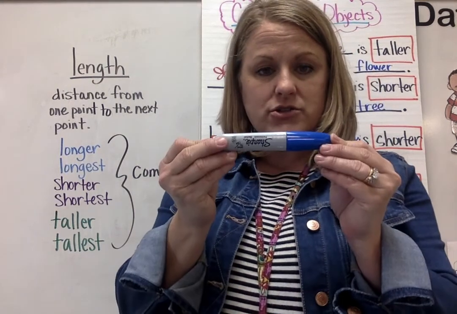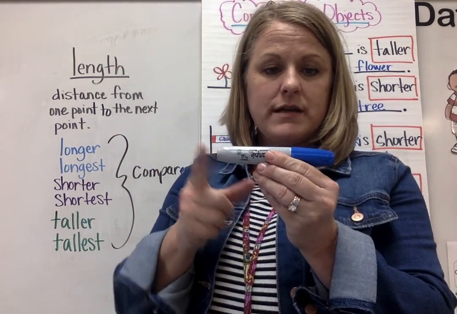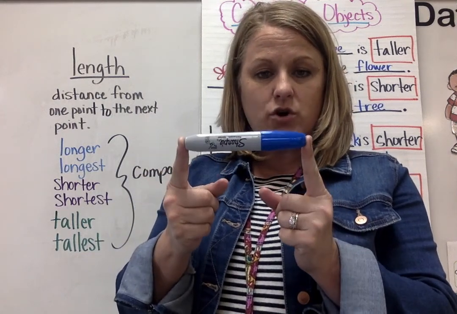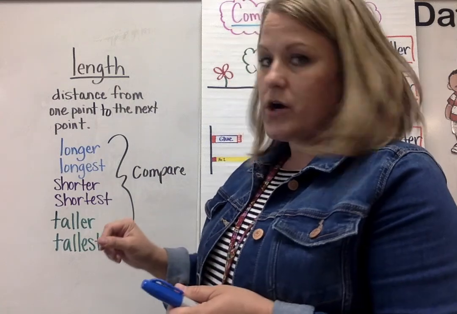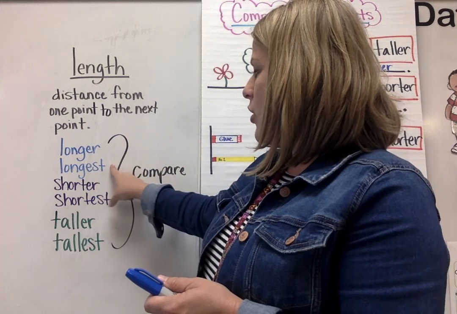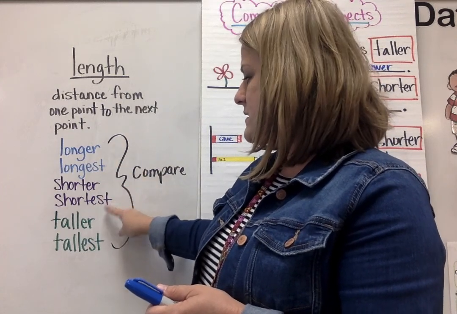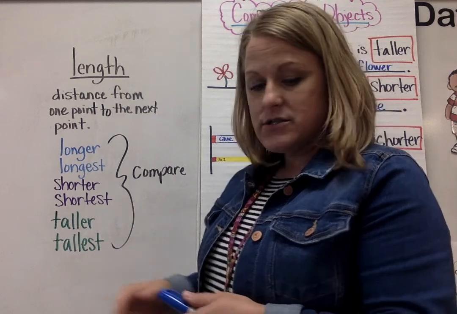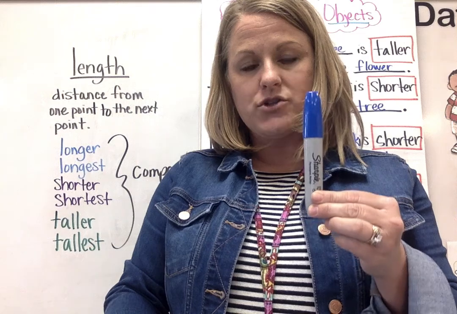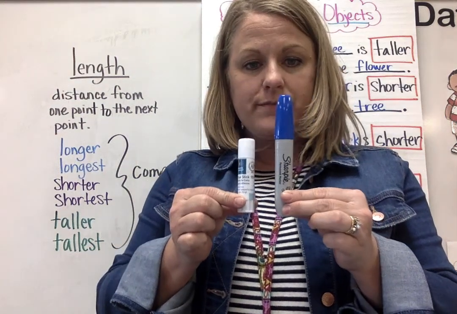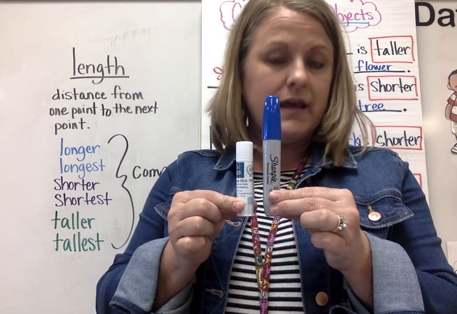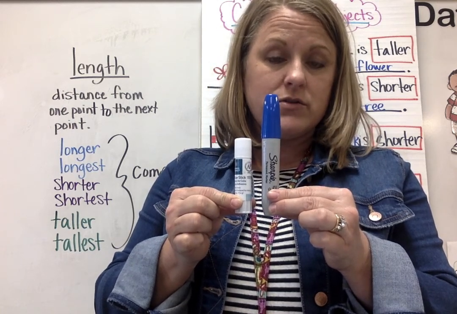If I'm looking at this Sharpie marker and I'm looking at this point to this point, this is the length of this Sharpie. I can use words to compare objects: longer, longest, shorter, shortest, taller, and tallest. So if I'm going to compare two objects, let's say I'm going to compare my Sharpie with my glue stick. I'm going to get those together and I can see that my Sharpie is taller than my glue stick.